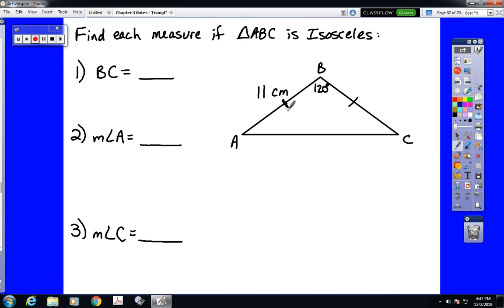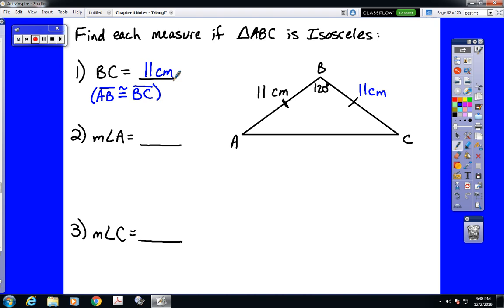And 2, the markings on the triangle itself indicate that AB is congruent to BC. Now that's the exact fact we need to answer number 1. Because AB is congruent to BC, that means they are the same length. So if AB is 11 centimeters, BC is also 11 centimeters. That one should be that easy, that quick to do.